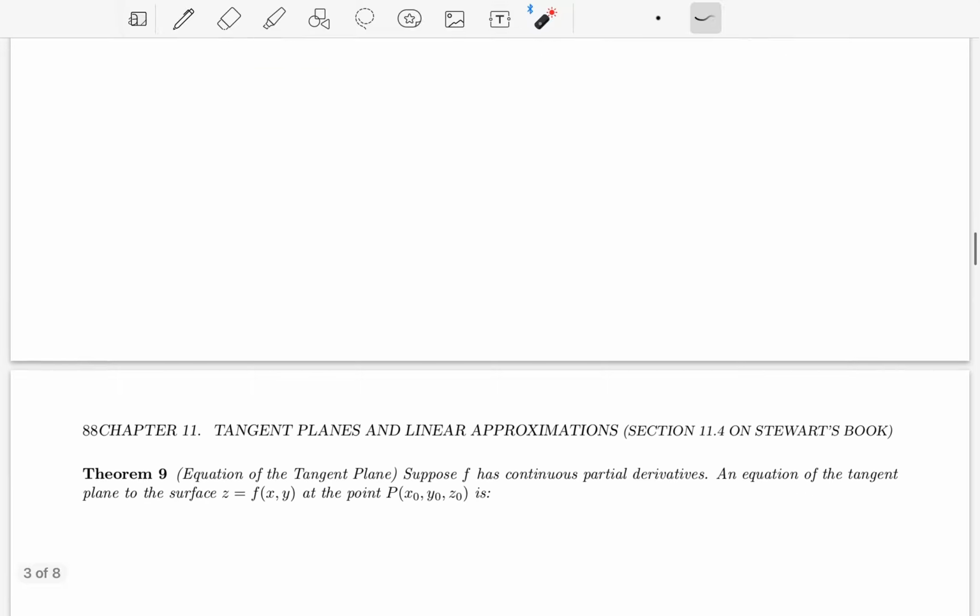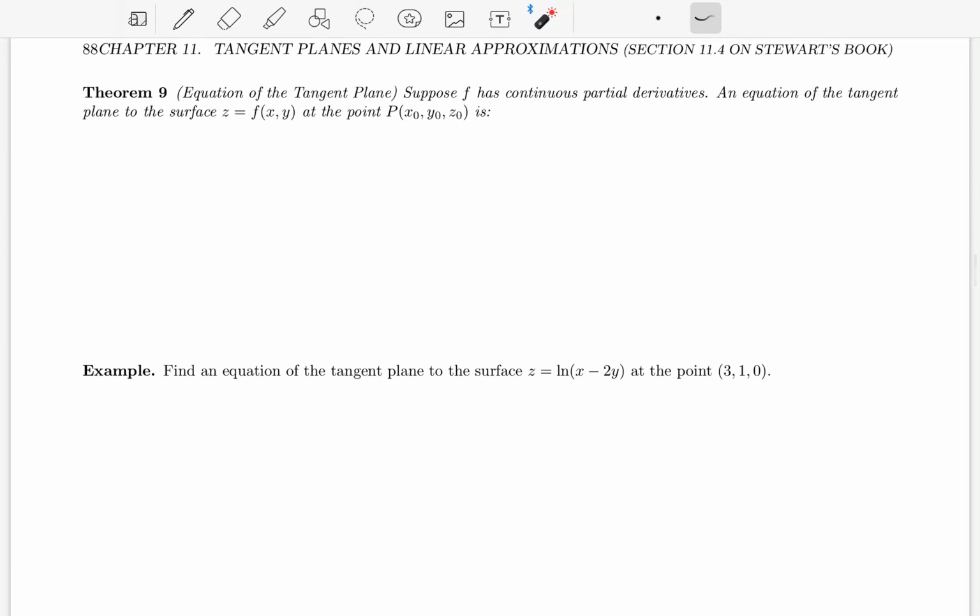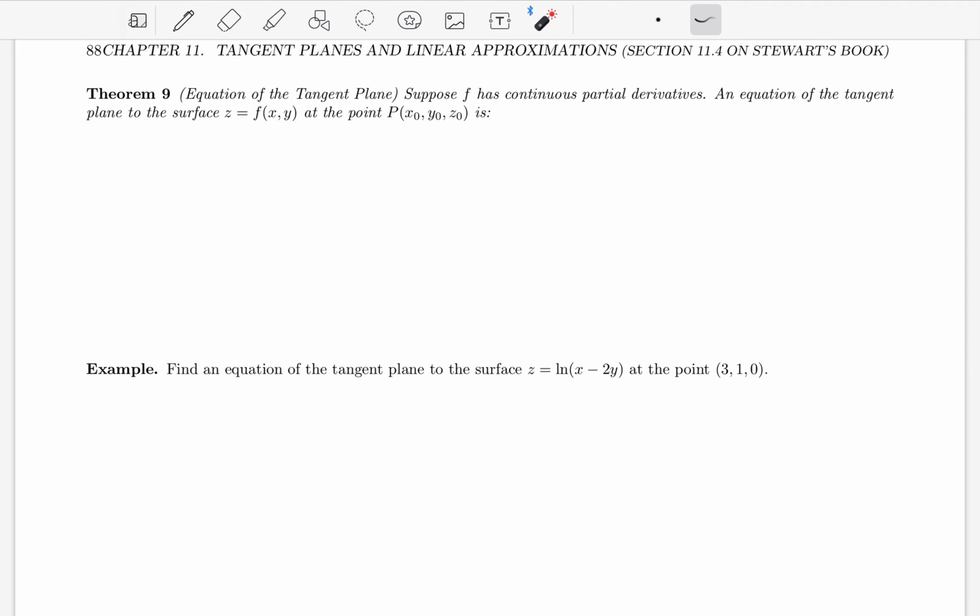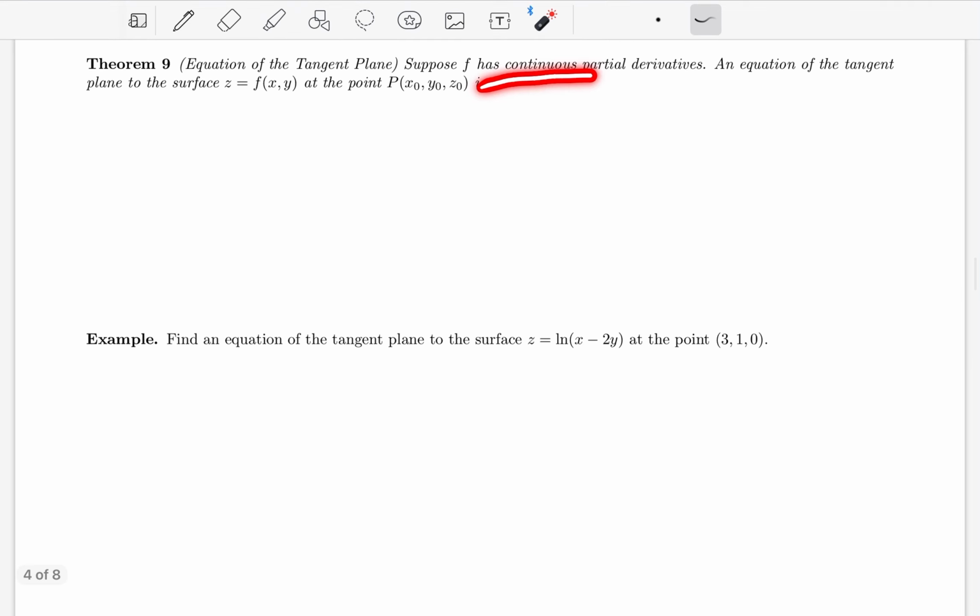Okay. Now, how do we find the formula for this tangent plane? So let's see. Suppose f has continuous partial derivatives. An equation of the tangent plane to the surface z equals f of x, y at the point x naught, y naught, z naught is... I'm not going to just give you the formula. I'm going to get to the formula with you.